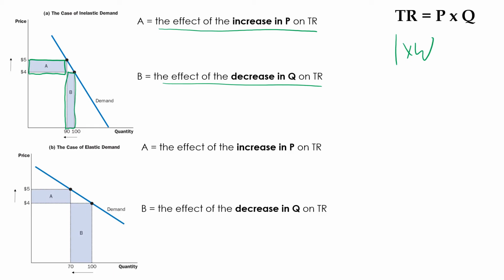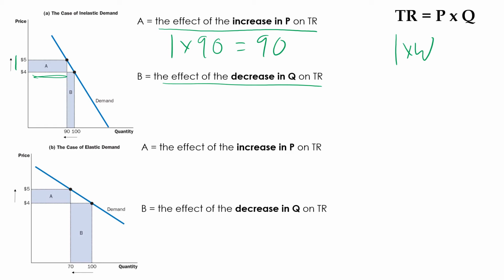Let's calculate the area of the rectangle, and we do that by multiplying length times width. So let's look at box B. Sorry, let's look at box A. All right. So length times width. Well, what's the width there? Well, it's 1, right? $4 to $5. That's 1 multiplied by, what is this line? How much? Yeah, it's 90. 1 times 90 equals 90. That's the effect of the increase in the price.